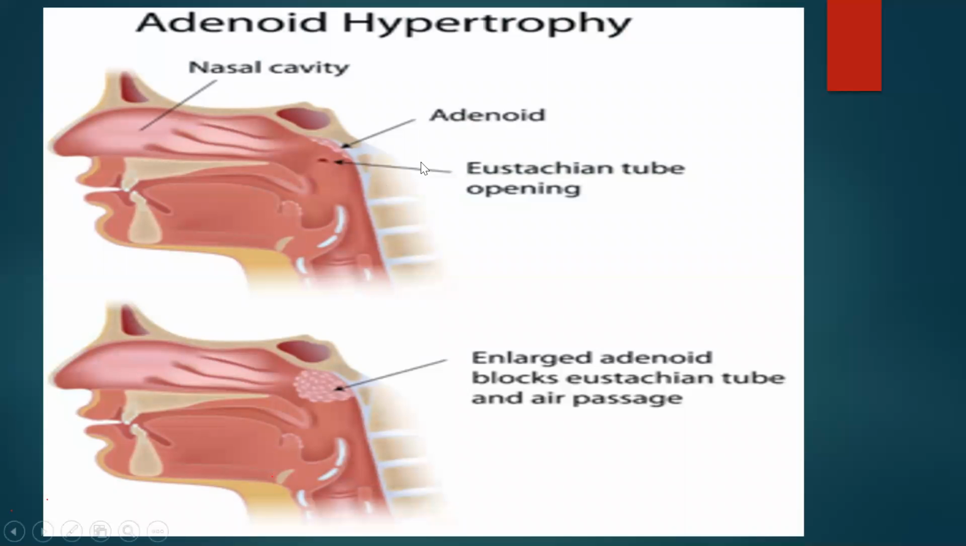Here, the above picture shows a hypertrophied nasopharyngeal tonsil, which is not affecting the eustachian tube. And the below picture shows the enlarged adenoid, which blocks the eustachian tube and air passage, resulting in hearing loss and breathing through the mouth, respectively.